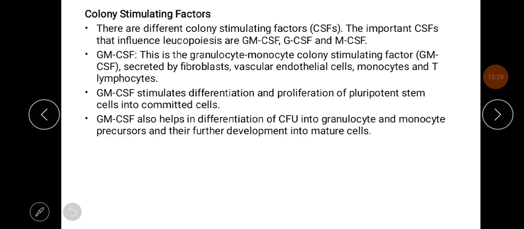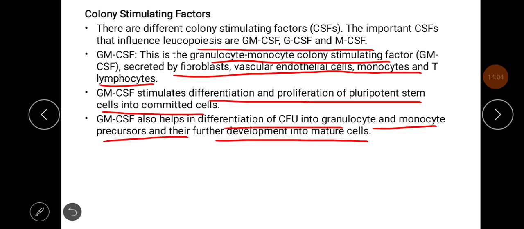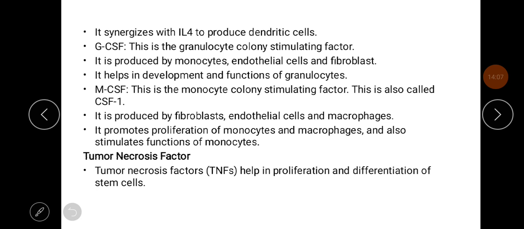The important colony stimulating factors that influence leukopoiesis are GM-CSF, G-CSF, and M-CSF. GM-CSF, the granulocyte monocyte colony stimulating factor, is secreted by fibroblasts, vascular endothelial cells, monocytes, and T lymphocytes. GM-CSF stimulates the differentiation and proliferation of pluripotent stem cells into committed cells. GM-CSF also helps in the differentiation of CFU into granulocyte and monocyte precursors and their further development into mature cells. It synergizes with interleukin 4 to produce dendritic cells.